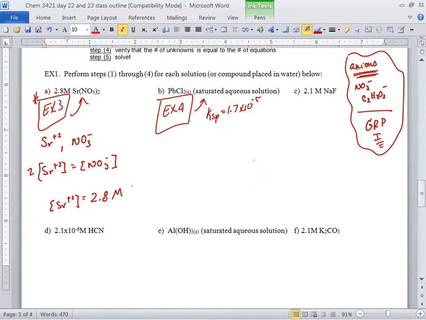Okay. There will be for EX4, though, for B. So identify all of the species present, right? Do we write PbCl2 solid as a species? No, right? Things that don't show up in equilibrium constant expressions, we don't write. I mean, their concentration's a constant.